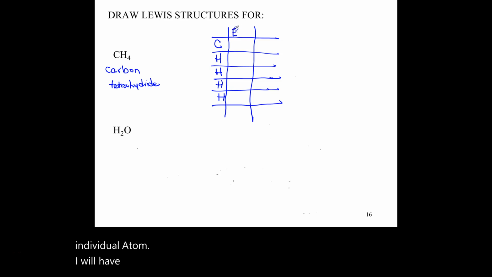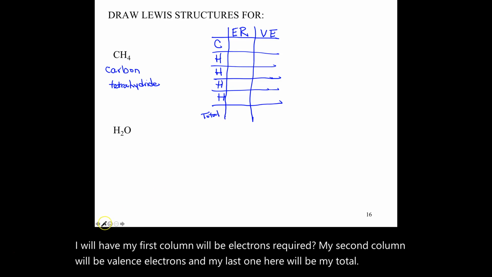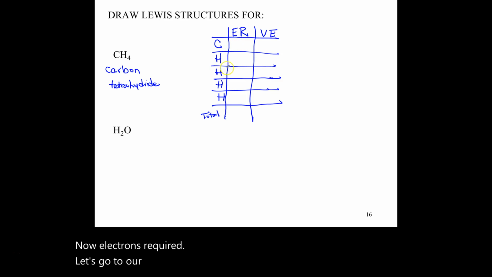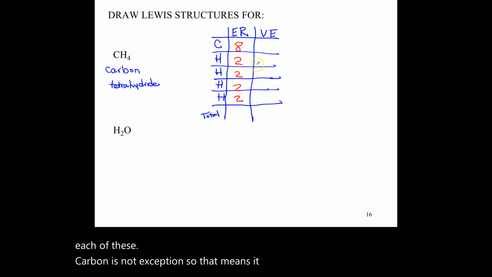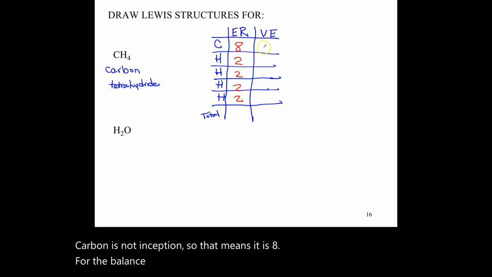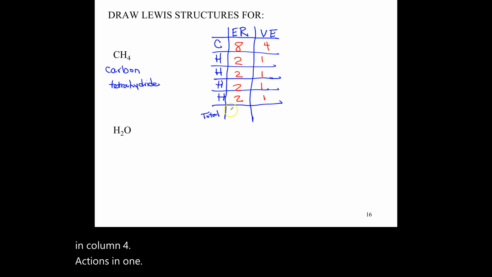My first column will be electrons required. My second column will be valence electrons. And my last line here will be my total. Now, electrons required. Let's go to our exceptions to the rule first. We said that hydrogen only requires 2, so you can fill hydrogen in for each of these. Carbon is not an exception, so that means it is 8. For the valence, we get this from the column that they're in. Carbon is in column 4, hydrogen is in 1. We now total these up, and we get a total of 16 electrons required and 8 valence electrons.